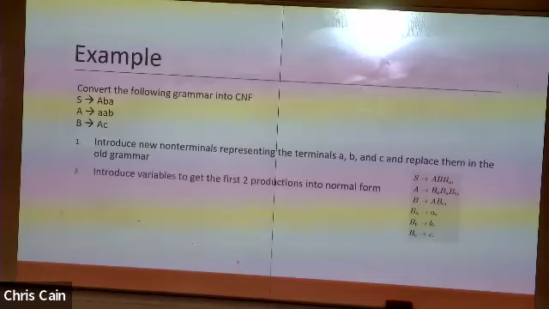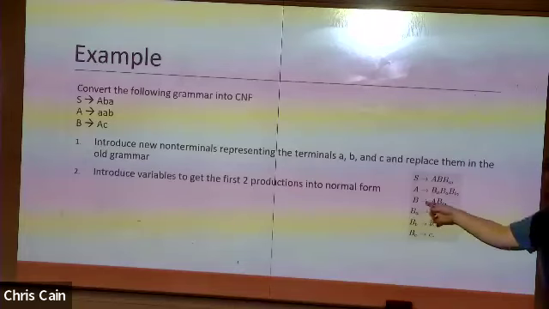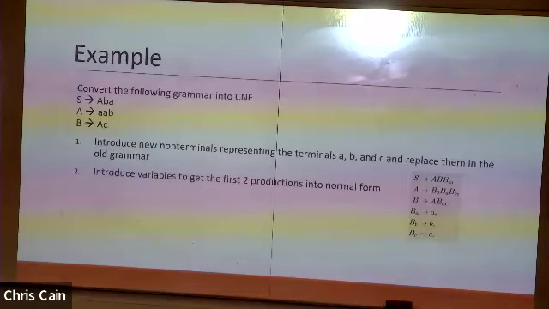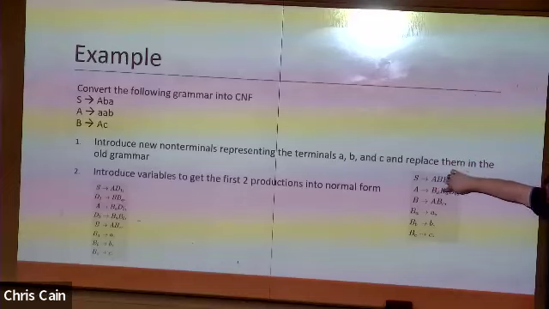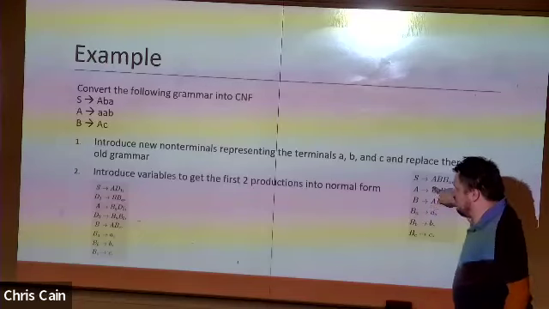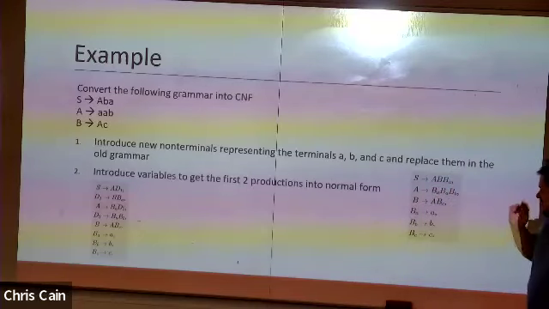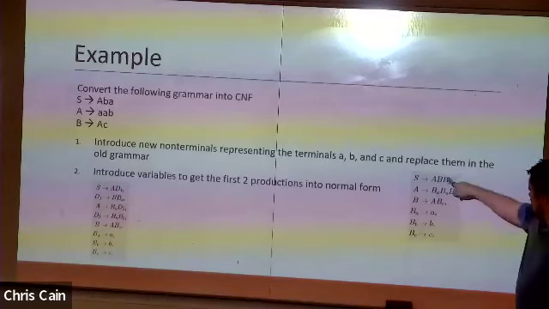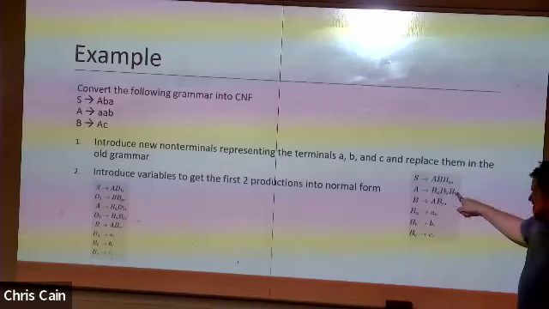Once we do that, we introduce variables to get the first two productions into normal form. Note that this one's already in normal form because there are two non-terminals: a non-terminal is defined as two non-terminals. So we need to start splitting. This has 3, this has 3. So we're going to split this into, you can see that we have new rules, D sub 1 and D sub 2. D sub 1 is this B sub A. D sub 2 is B sub A, B sub B.